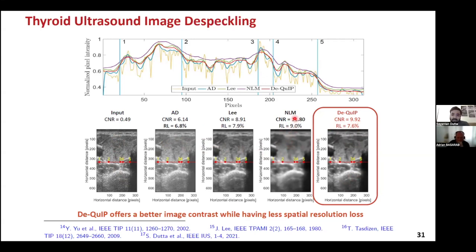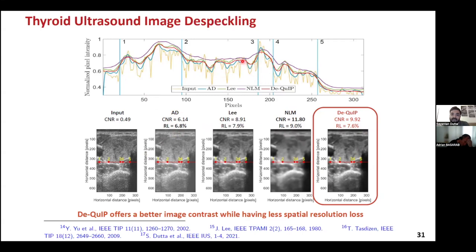So for example, here at the top, I show one profile from this line. Here the red line is actually our method, and this purple line is the non-local mean, and the green one is the Lee filter, and the blue one is the anisotropic diffusion. So the non-local mean gives the best contrast to noise ratio, but the resolution loss is also much higher. Whereas for the anisotropic diffusion, the resolution loss is much lower, but the contrast to noise ratio is also very low. And it is also visible from this figure.